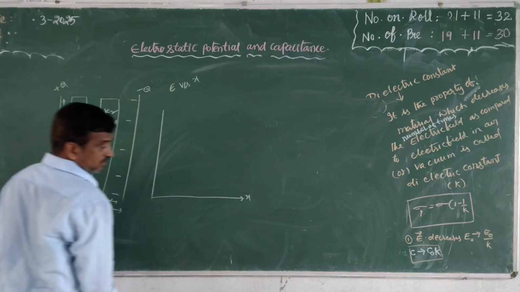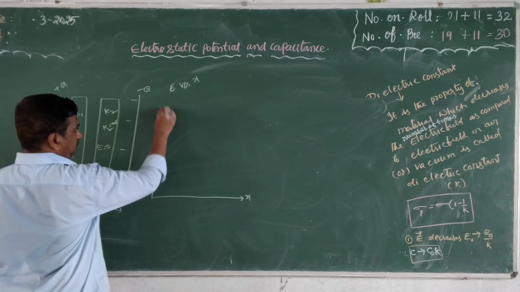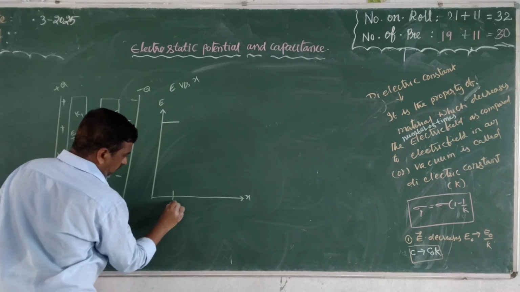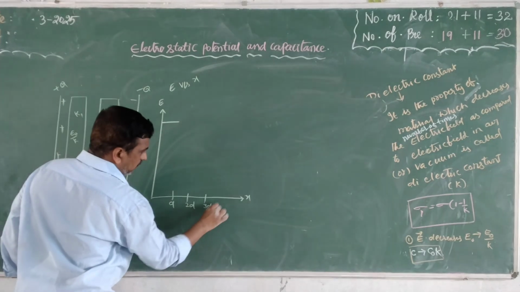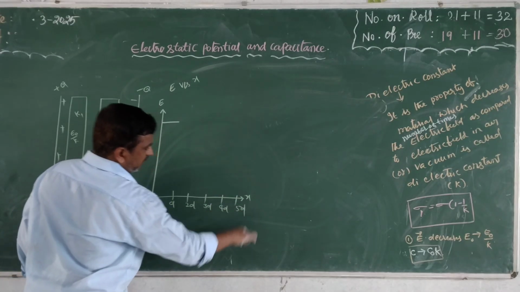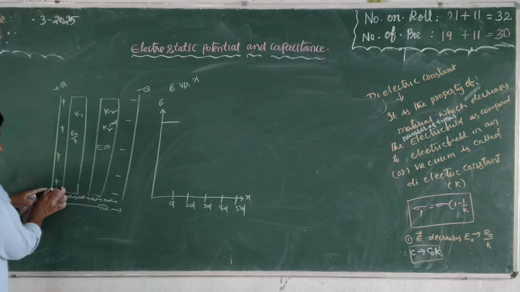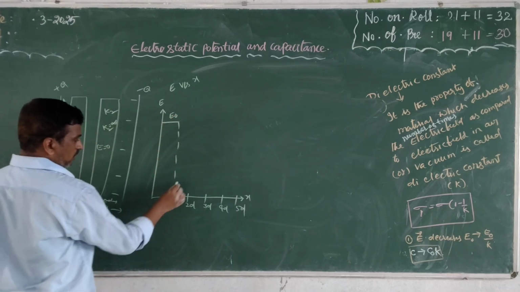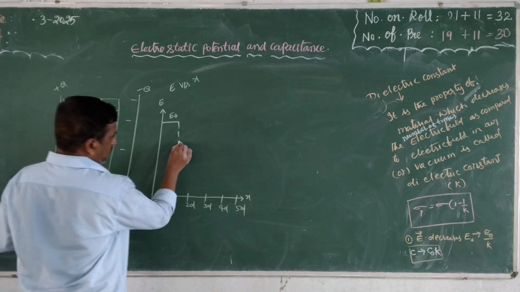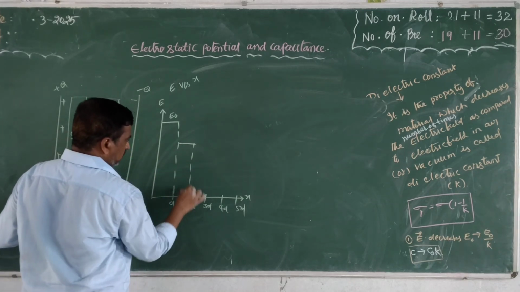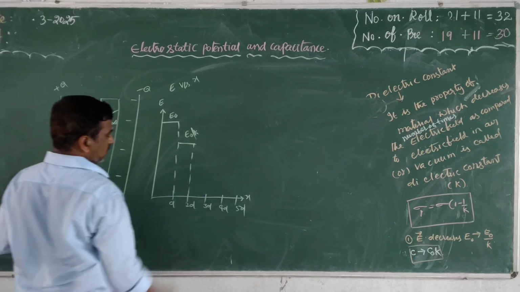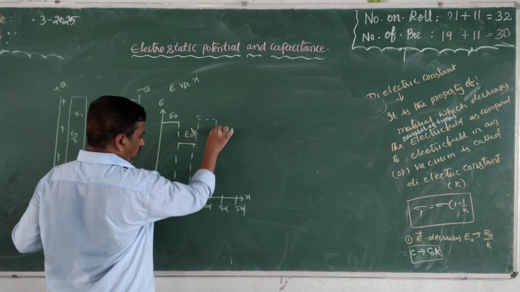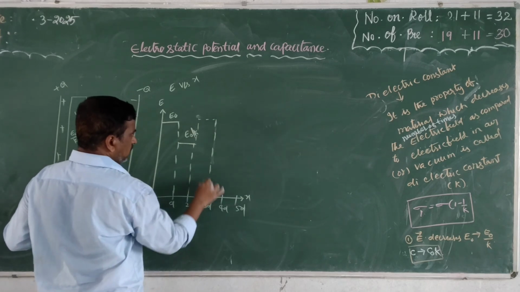See, I draw here the electric field, and the x axis is distance. The maximum is E naught. You can write here d, 2d, 3d, 4d, 5d. Here it is empty space, so the electric field is maximum, E naught. Next, where the dielectric is there, it is E naught by k, so it somewhat decreases. Again empty space means air medium, so it is maximum again.